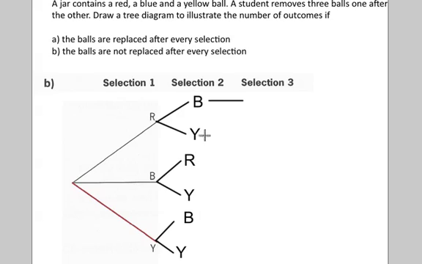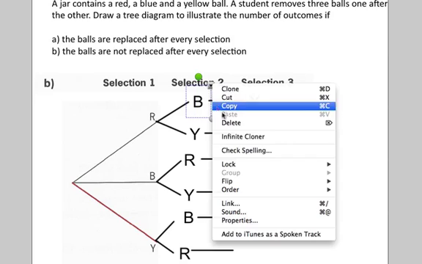We can only select one, and I'll fix that up. This should be red. So now if we select red and then blue, then our last one we could select is yellow. And if we select red first, yellow second, then we can only select blue third.